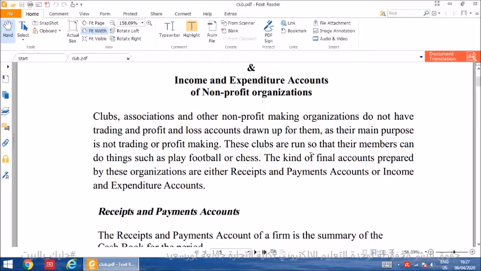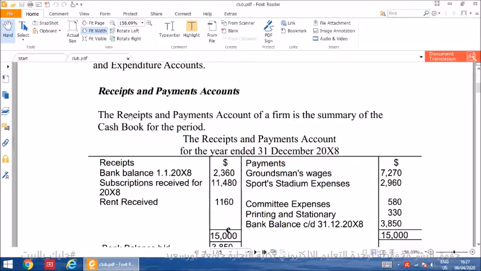So non-profit organizations, specifically clubs, prepare two accounts: receipts and payments accounts and income and expenditure accounts. Firstly, the receipts and payments account. The receipts and payments account of a firm is a summary of the cash book for the period.